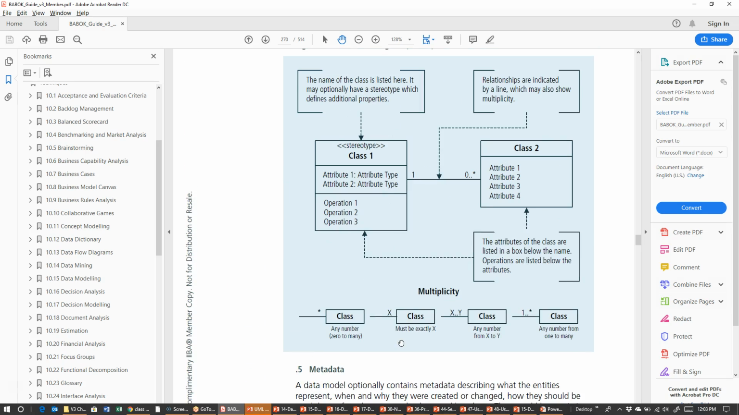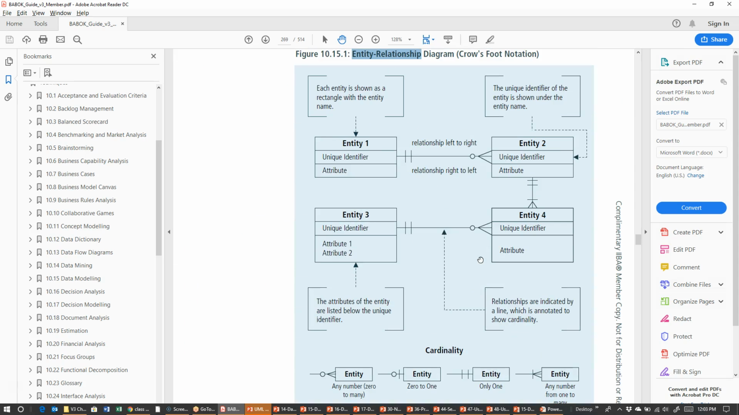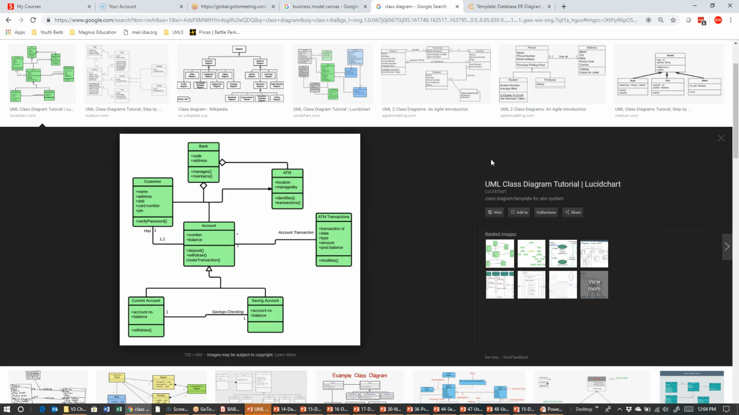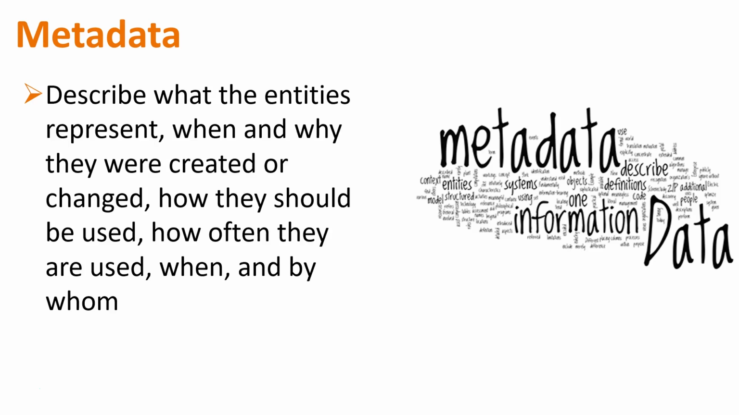So you will want to understand the difference between what class looks like versus this, and you will want to understand this means 0 to many, because you could be given a diagram and asked to interpret it. Okay, what is the requirement you can derive from this thing?